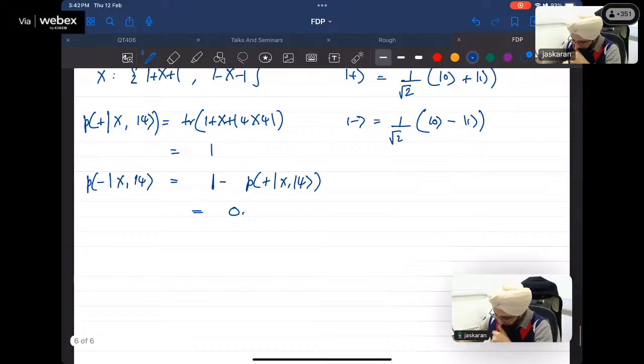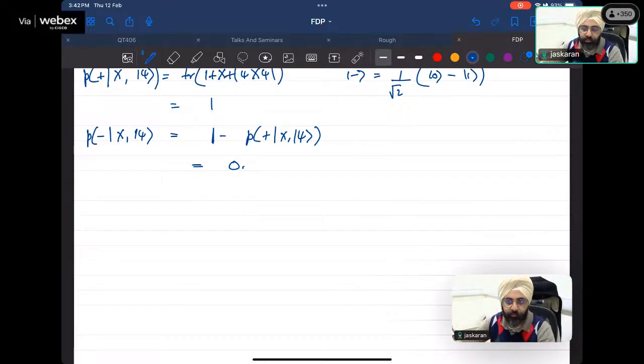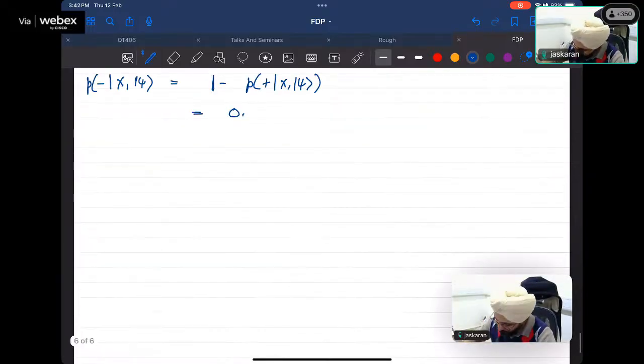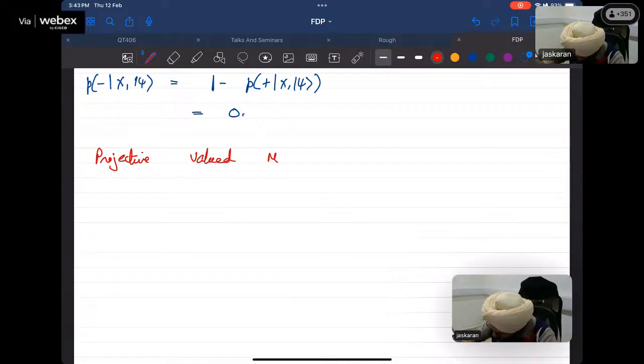So now we have looked at how to formalize the black box. Now we can formalize what it means to have a projective value measure. At least now we can look at what we mean by a projective value measure.